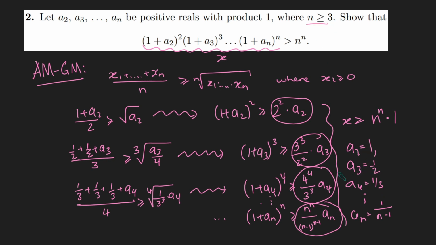And so therefore it's impossible to have equality on all of these, and so at least one of these inequalities is a strict inequality, and therefore this guy is actually a strict inequality. So I get x must be bigger than n to the n. And that solves our problem.